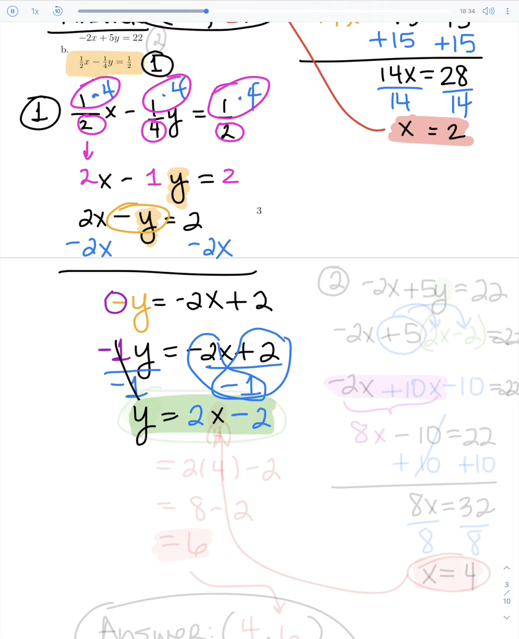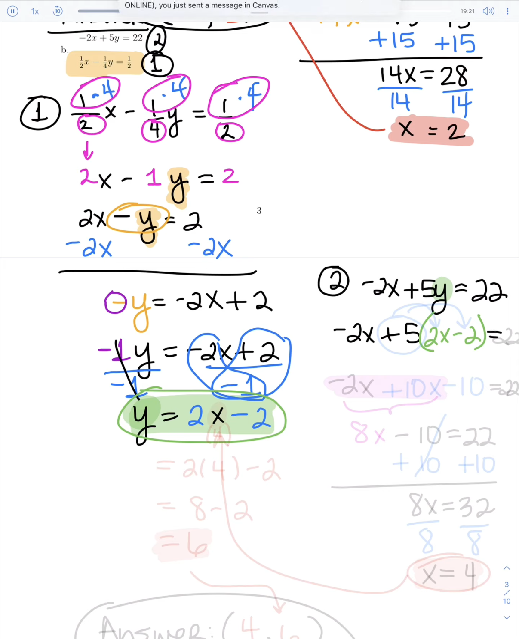Well, the only one we haven't used is the one that's unlabeled, that top equation, which was the negative 2x plus 5y equals 22. And remember, we're going to use our first equation, the fact that we have y equals, and make a replacement here. So we've got negative 2x plus 5, and then our y will get replaced with what we found, that 2x minus 2. Again, just like the last one, don't forget when you plug something in, you need to put parentheses around it, which then gives us 22 on the other side that hasn't been touched.